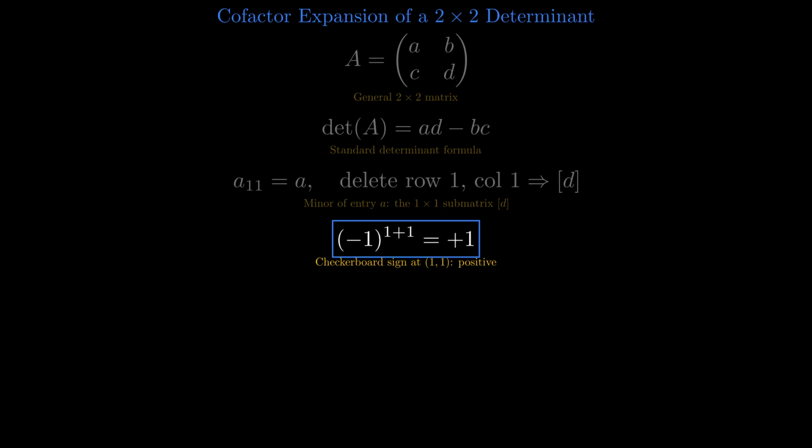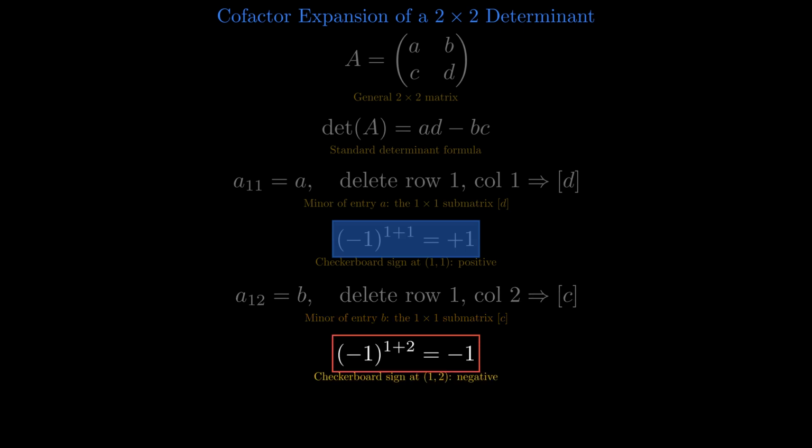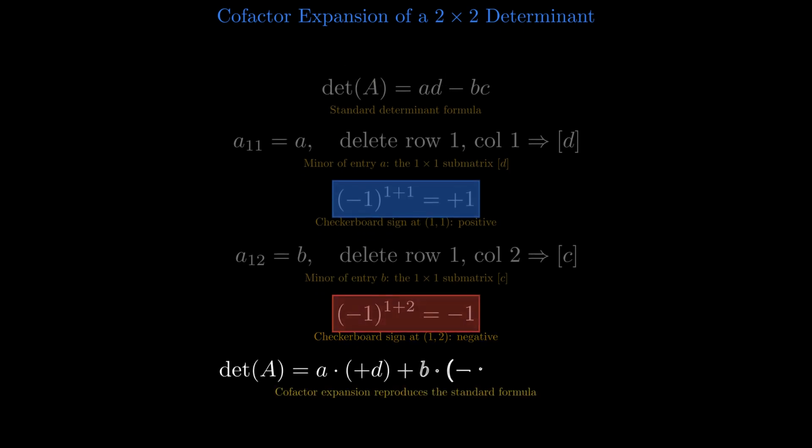The checkerboard sign is -1 to the power 1 plus 1, which equals +1. Next, entry B sits at position 1, 2. Delete row 1 and column 2, and the remaining submatrix is just C. The sign here is -1 to the power 1 plus 2, which equals -1. Now assemble the terms. A times +D plus B times -C. And that gives us AD minus BC, the same familiar formula.